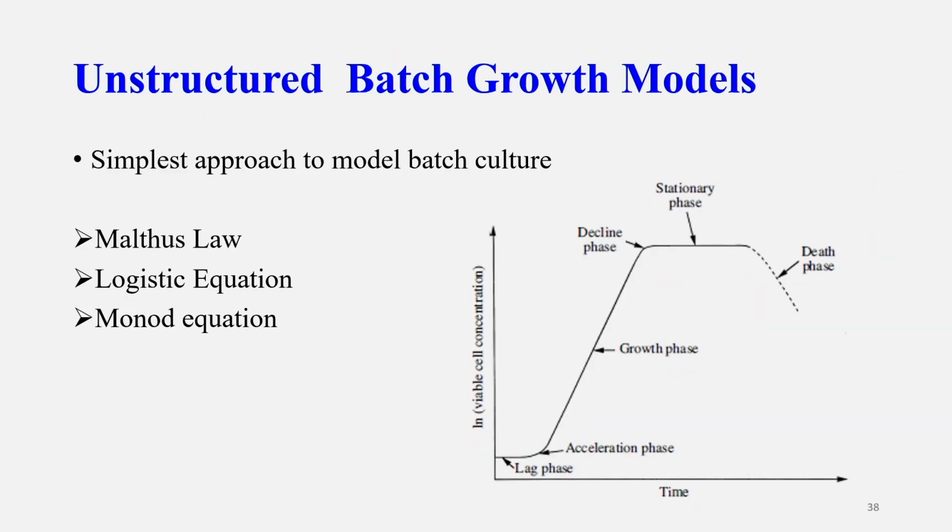Now, further we can see what is the unstructured batch growth model. So, we are going to see a few simplest approaches to model the batch culture. As we know, we have different phases: lag phase, growth phase, stationary phase and death phase. So, we will be discussing these three laws: Malthus law, logistic equation and Monod equation.